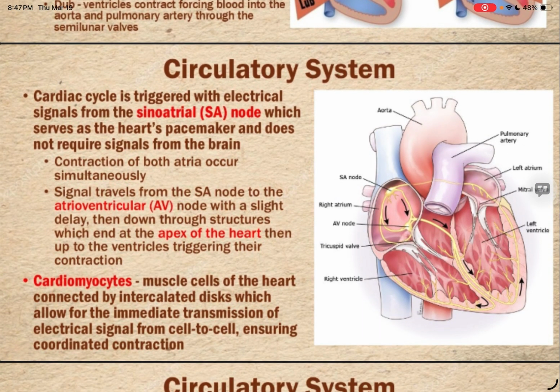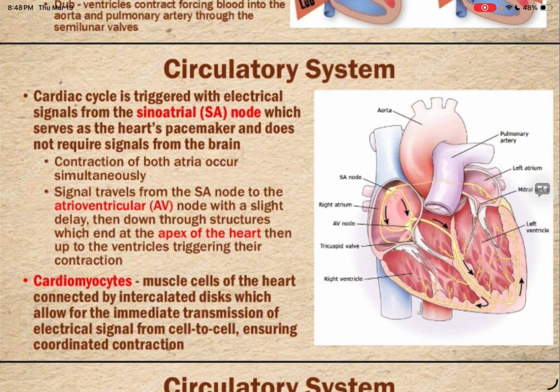Our cardiac cycle is triggered with the electrical signals from the sinoatrial node, which serves as the heart's pacemaker, and it does not require signals from the brain because, well, we'd probably be dead if we had to signal from our brain to our heart every single time, especially if there's over 100,000 each day. Either way, contractions of both the atria occur simultaneously. The signal travels from the SA node to the atrioventricular node with a slight delay, so teeny tiny that humans can't even know. And then it travels down through the structures which end at the apex of the heart, and then up to the ventricles, triggering their contraction.